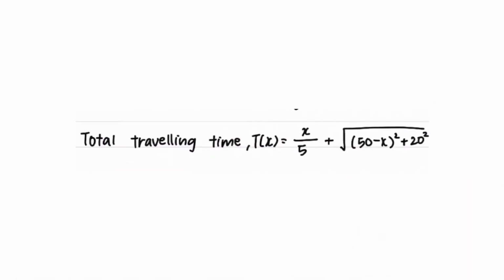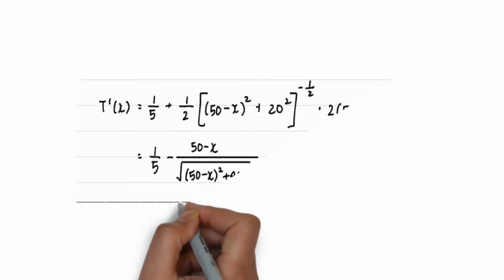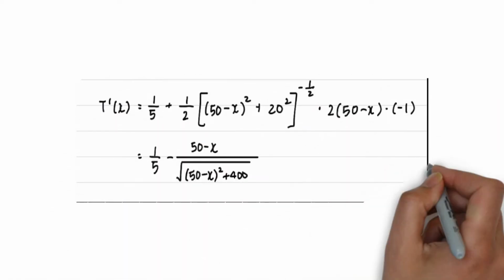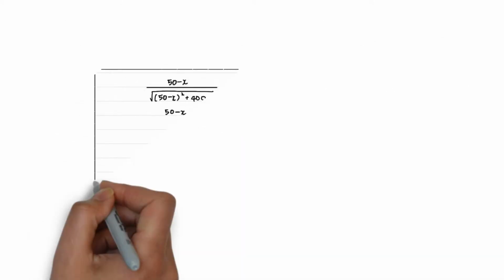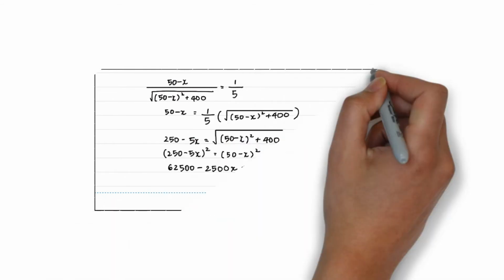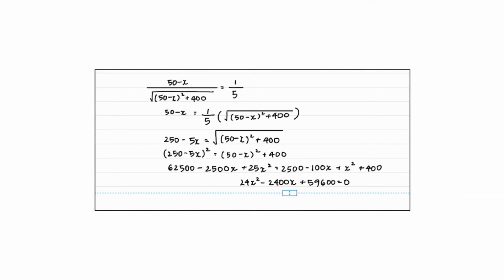We will then perform the first order derivative to find the maximum and minimum values. In order to obtain its critical numbers, we equate the derivative to 0. And after some mathematical arrangement, we obtain the answer of 24x squared minus 2400x plus 59,600 equals to 0.